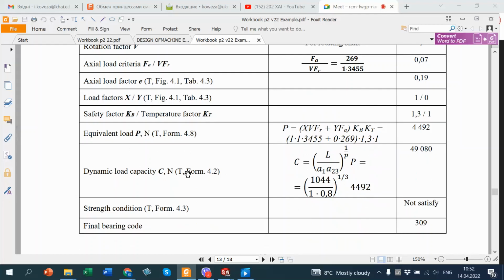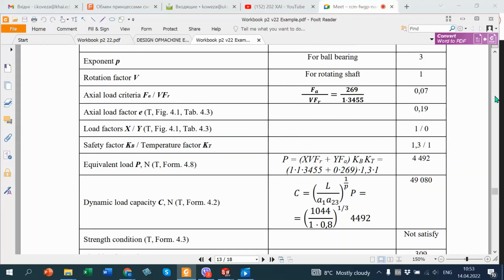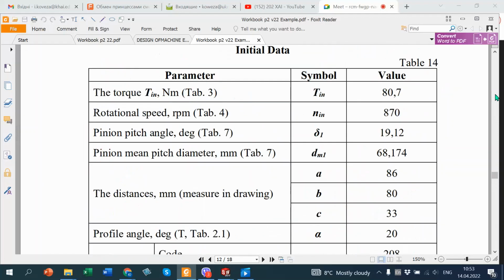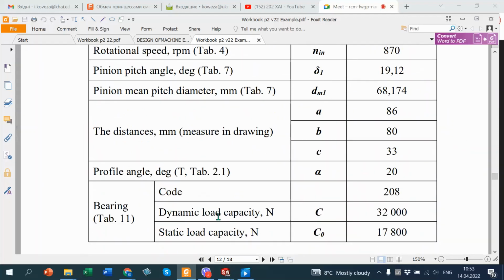So we have dynamic load capacity 49,000 Newton. So what we should do? First we should compare it with dynamic load capacity of catalog value. 32,000, but we need 49. It means that our bearing can't take this load. So what we have to do?